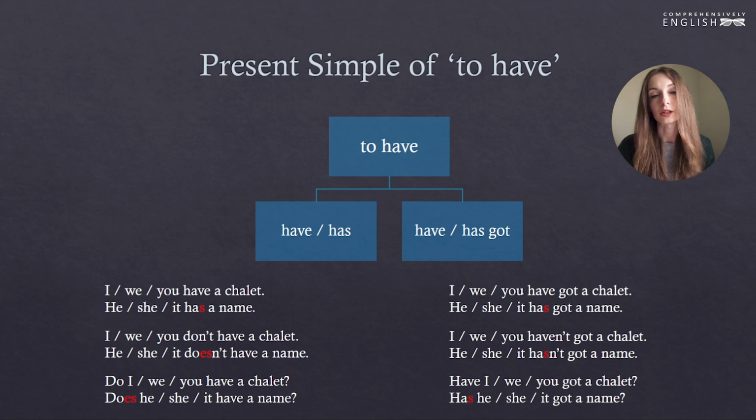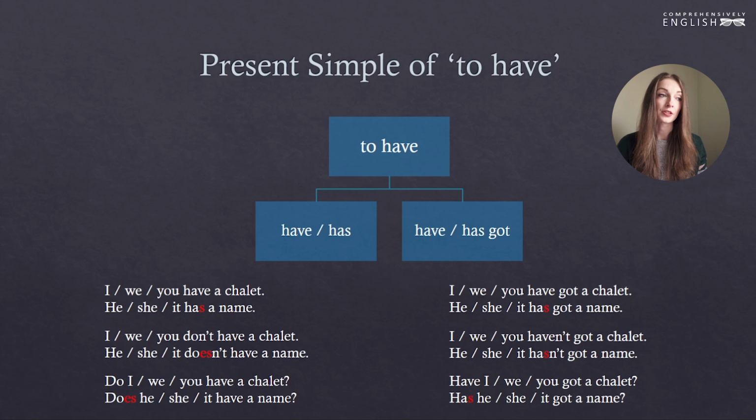Sounds pretty convoluted, doesn't it? Let's pay closer attention to the examples. We say, I, we, you have a chalet. He, she, it has a name. I, we, you don't have a chalet. He, she, it doesn't have a name. Do I, do we, do you have a chalet? Does he, does she, does it have a name? Here you see that have behaves like the rest of the verbs that take auxiliary verbs do and does.